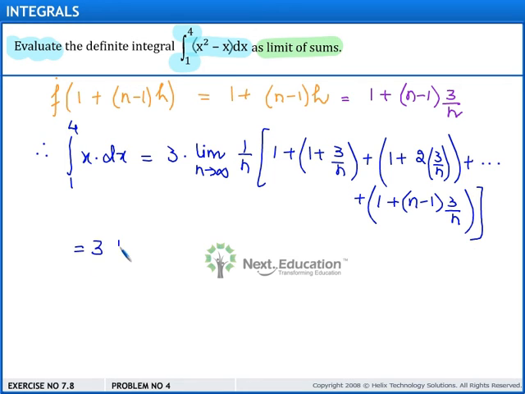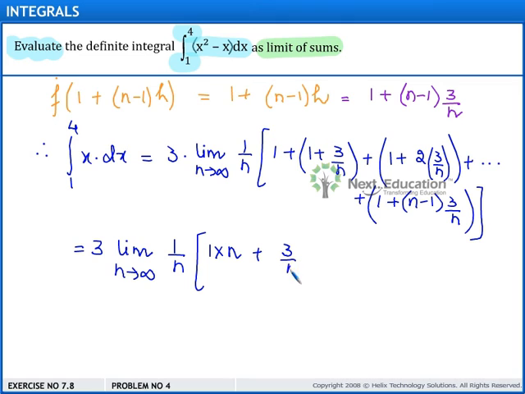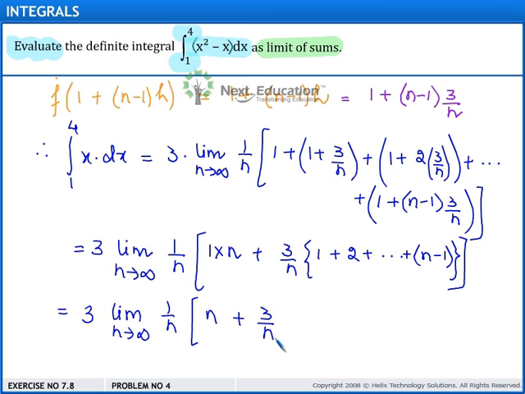So this is equal to 3 times limit as n approaches to infinity 1 upon n. Now we have 1 n times, so 1 into n, plus taking 3 upon n common, we have 1 plus 2 plus so on up to n minus 1, and this is equal to 3 limit as n approaches to infinity 1 upon n into n plus 3 upon n. Now sum of first n minus 1 terms is n minus 1 into n minus 1 plus 1 divided by 2.